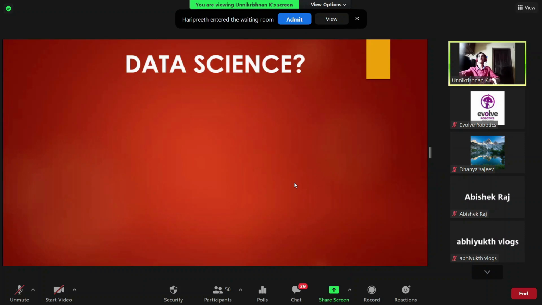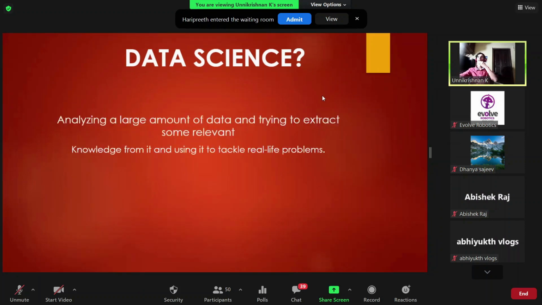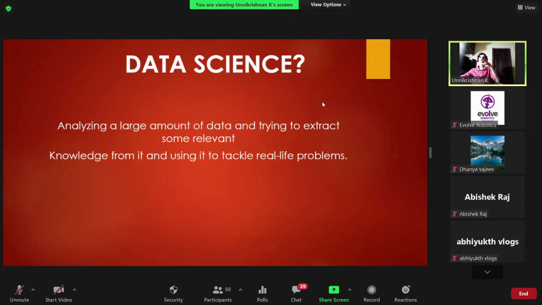So let's look at the simple definition. Analyzing a large amount of data and trying to extract some relevant knowledge from it and using it to tackle real life problems. Analyzing means studying. So we are studying a large amount of data. Data science always deals with a massive amount of data, not just one or two entries. We deal with thousands and lakhs of data.